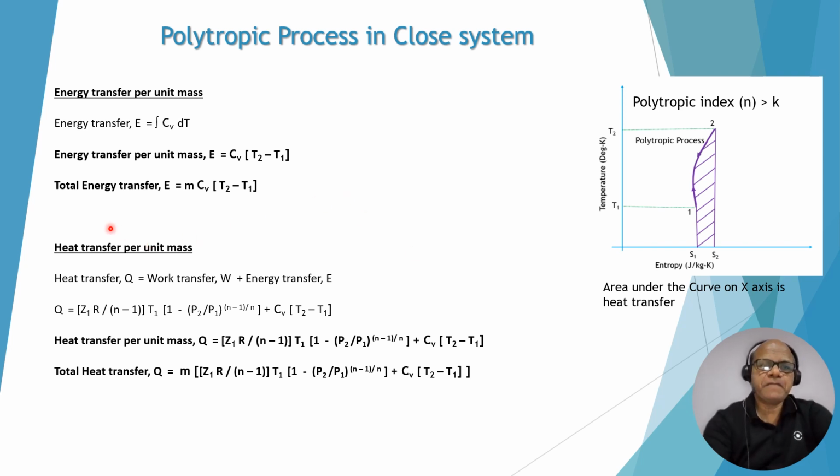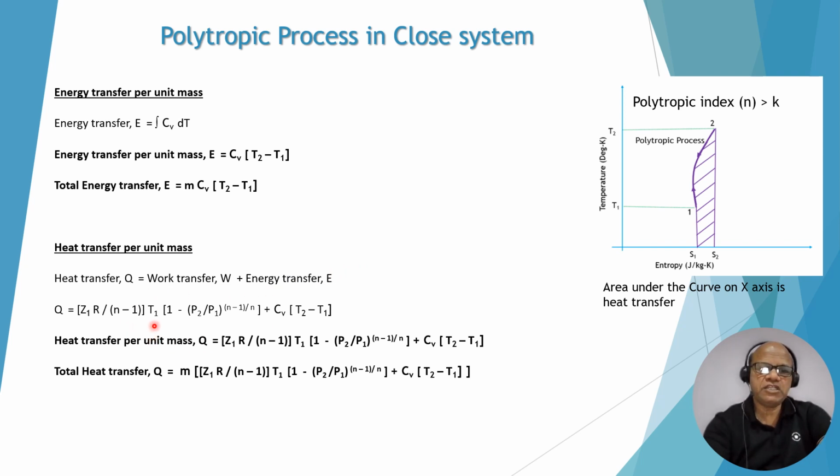Now the energy transfer for the closed system is Cv dT. So we can write energy transfer per unit mass as Cv into (T2 minus T1). So total energy transfer is equal to mass into Cv, that is m Cv (T2 minus T1). Now heat transfer, as per the first law of thermodynamics, Q is equal to W plus E.